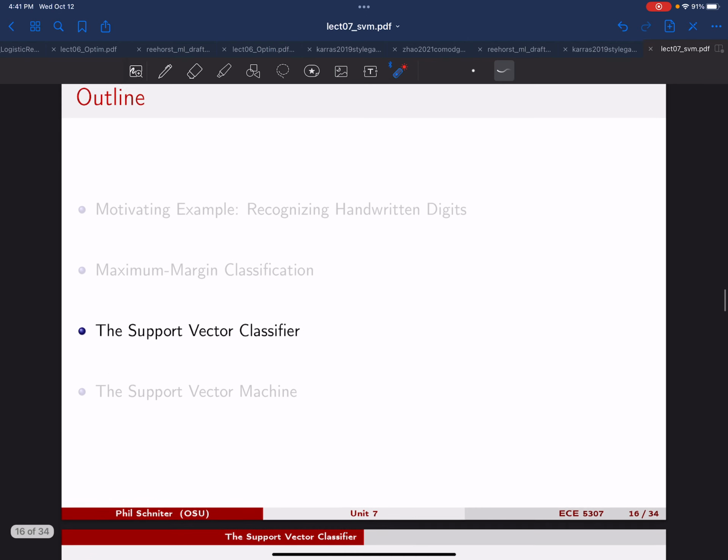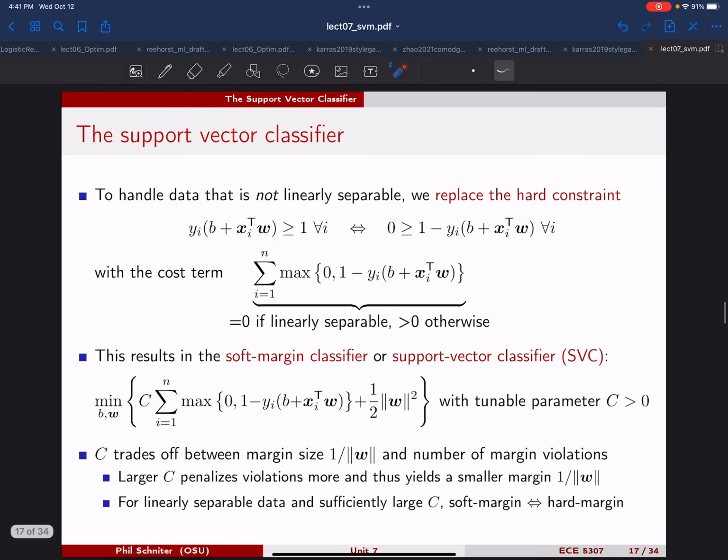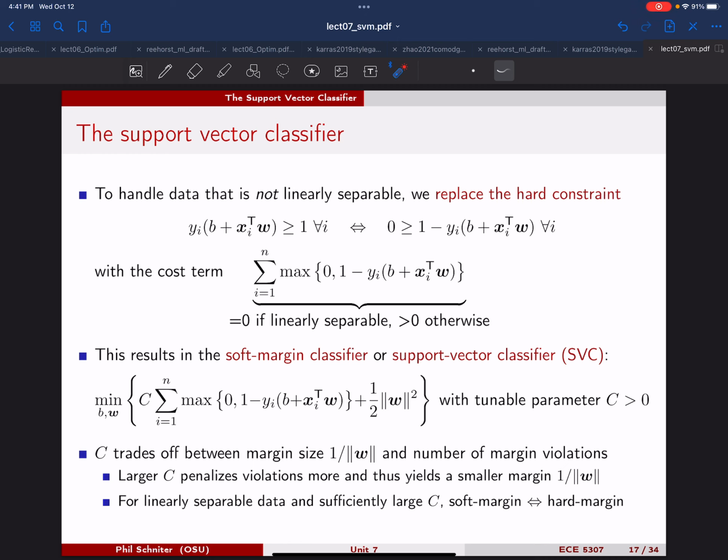All right, so the way we fix this is we will replace the hard constraint. This was the hard constraint, which is our linear separability constraint. We're going to replace this with a cost term. So the first thing to realize is that I can rewrite this hard constraint just by moving this term to the right side, which will leave a 0 there. I can rewrite this as follows. 0 is less than or equal to 1 minus this other stuff.